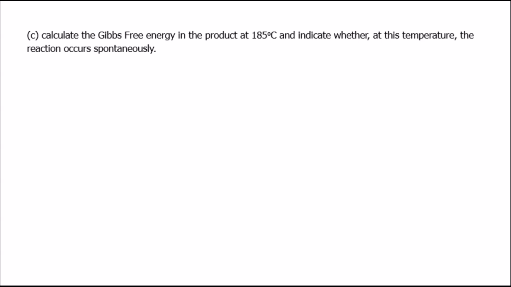The approach to doing this is we're going to use the Gibbs free energy equation and the values we calculated in the other parts to calculate delta G, and then we'll look at the sign of delta G to determine spontaneity. So delta G equals delta H minus T delta S. Delta G is free energy, delta H is change in enthalpy, T is temperature, and delta S is entropy.